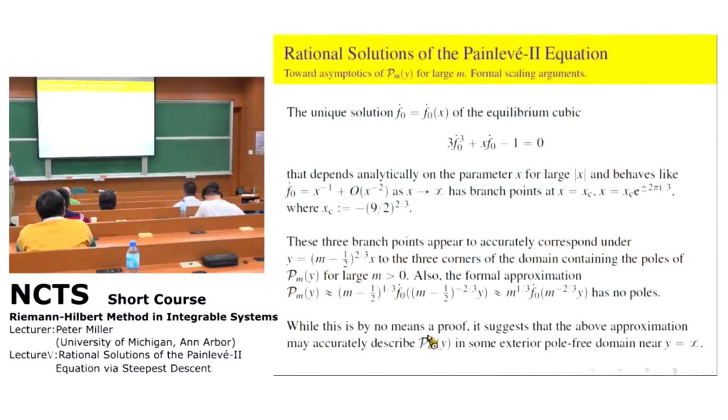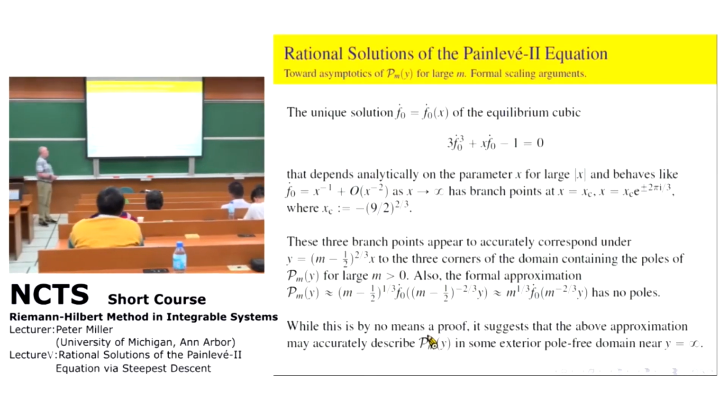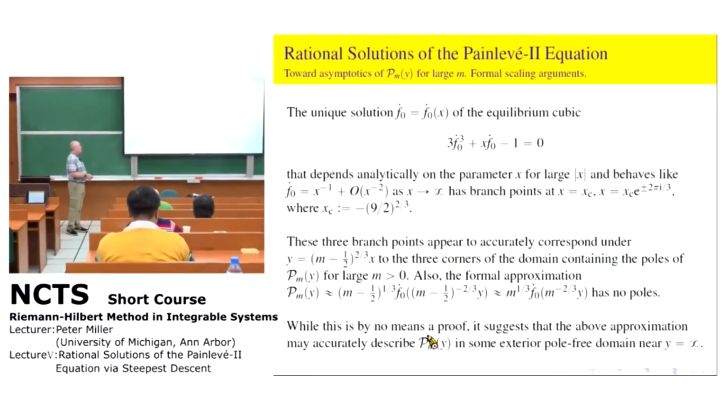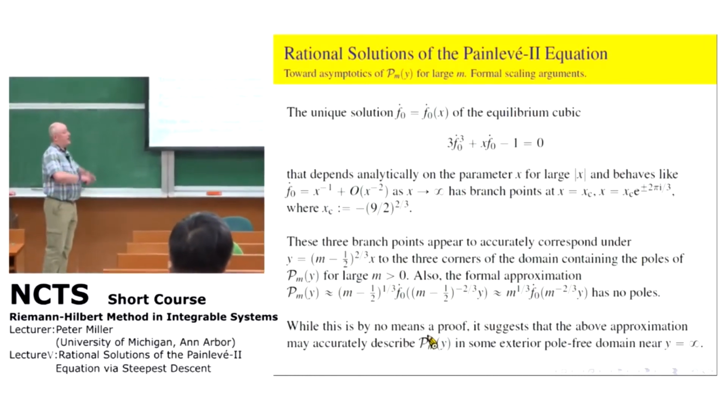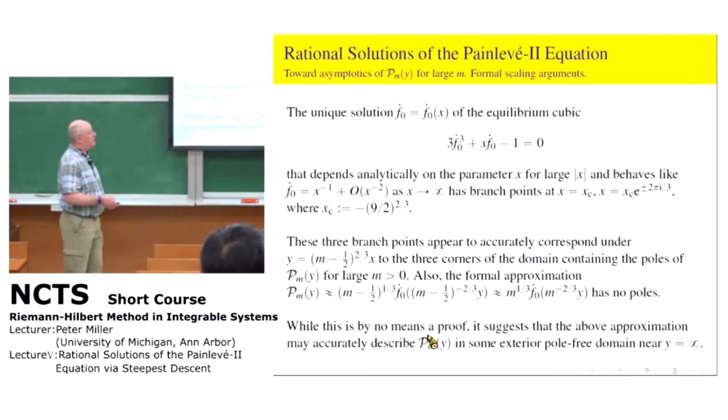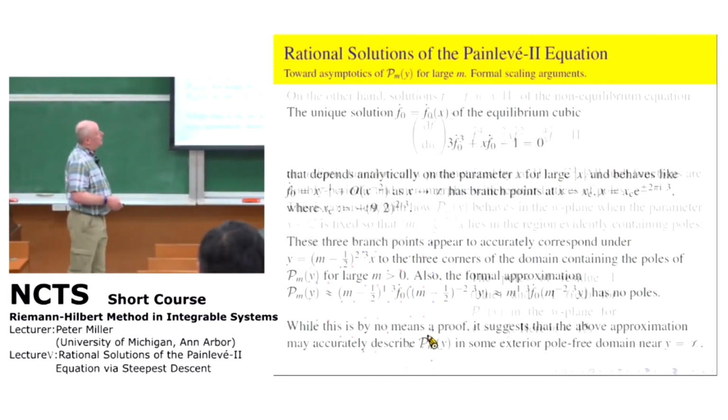Right. So it looks like this equilibrium approximation, the equilibrium solution of the approximating equation, might be a good approximation for P sub m, at least for large enough y, like in the outside of that triangle region. Okay, but it has to be proved, of course.